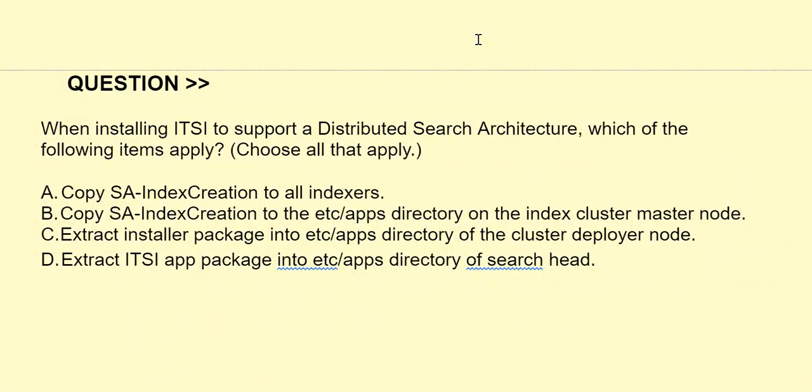Option C. Extract installer package into etc apps directory of the cluster deployer node. Option D. Extract ITSI app package into etc apps directory of search head.